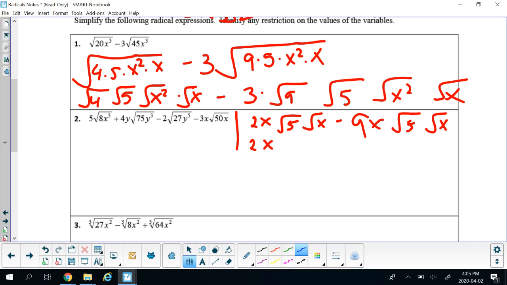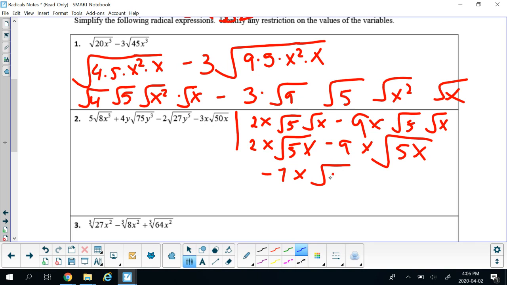So let's simplify this. I can write these two square roots together in one square root. In the same way, I can write these two square roots as one square root. So now you can see that these two radicands are the same. So it's 5x here and 5x here. So we can simplify these two radicals. So 2x minus 9x is negative 7x square root of 5x.